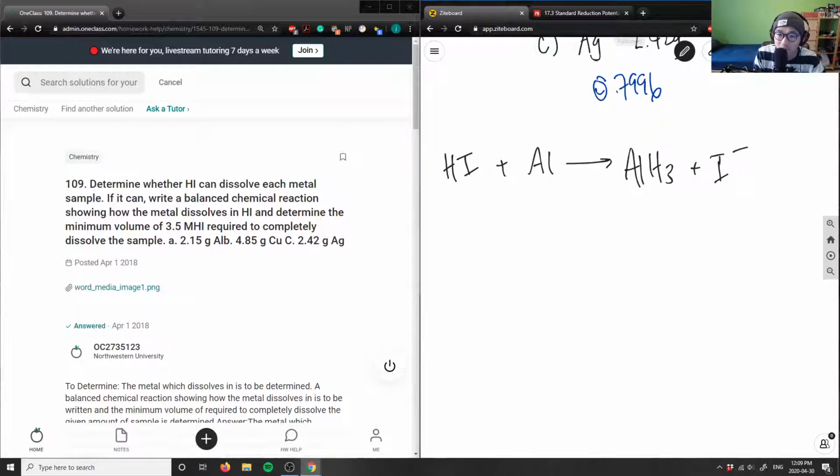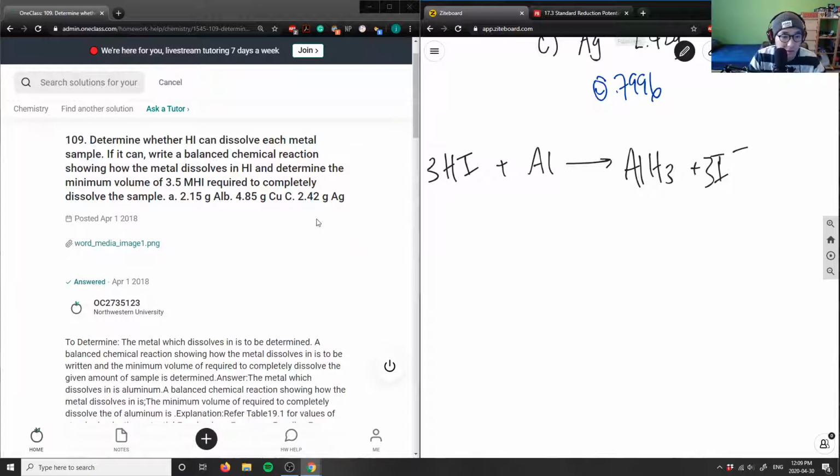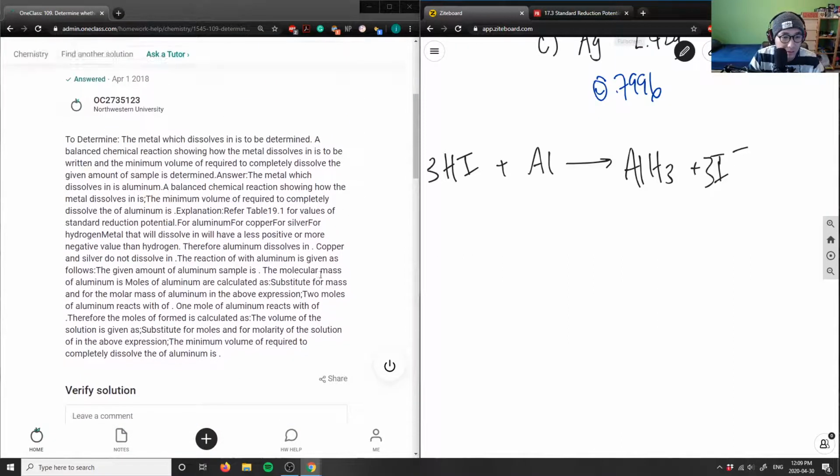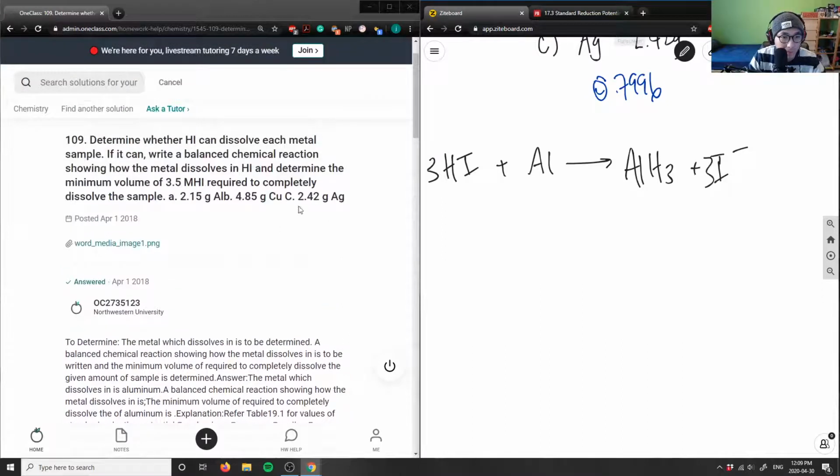If I want to balance this out, you would get something like this: 3 iodines here and 3 iodines here. And again, this is an oxidation reaction, so a redox reaction. We're given 3.5 molarity of HI, and I want to dissolve 2.15 grams.